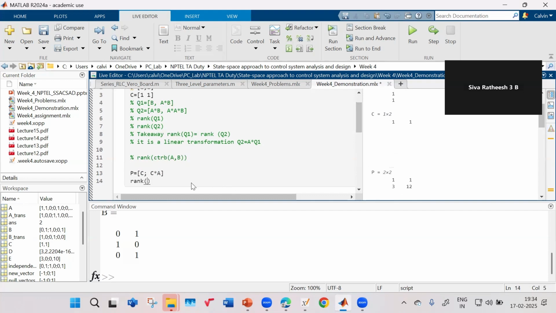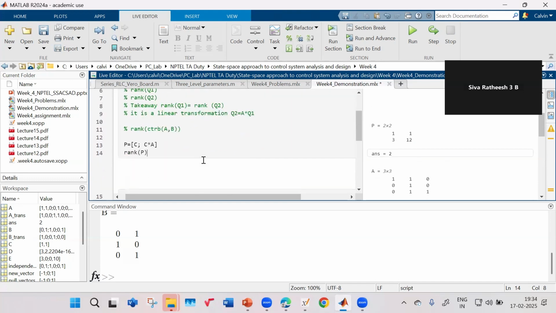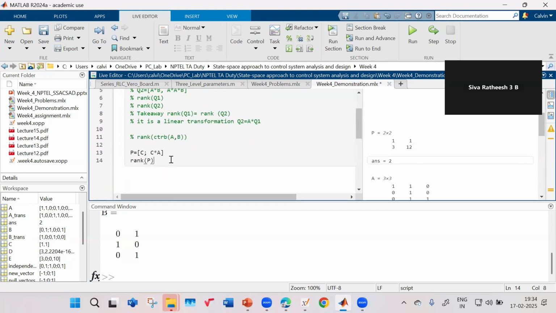And if you find the rank of P, you get it to be 2. The rank of P comes out to be 2. That means it is a completely observable system. Right? It is a completely observable system.